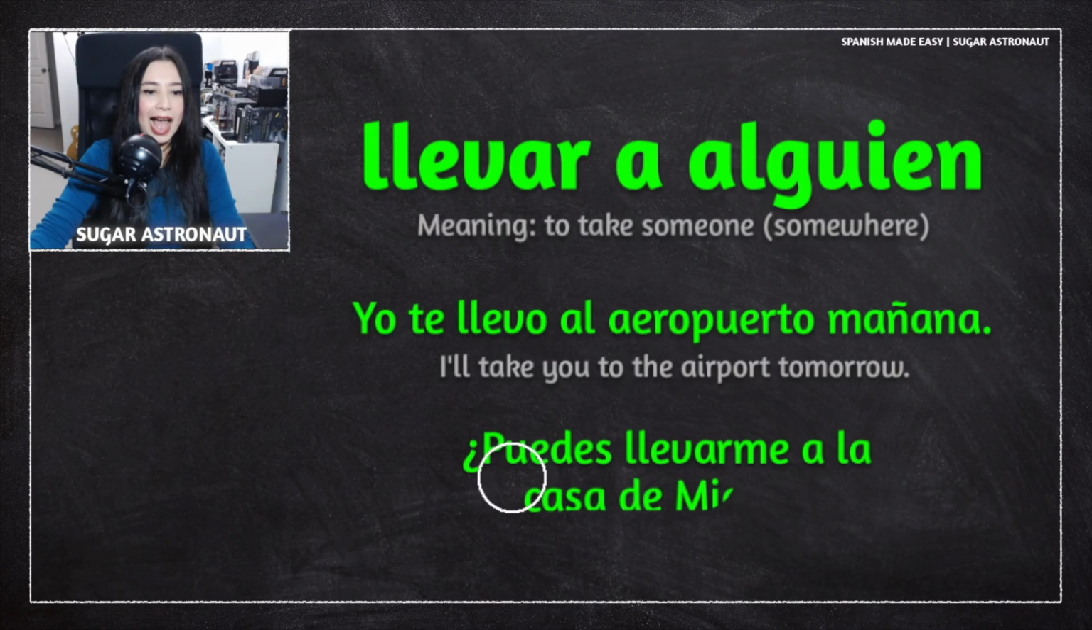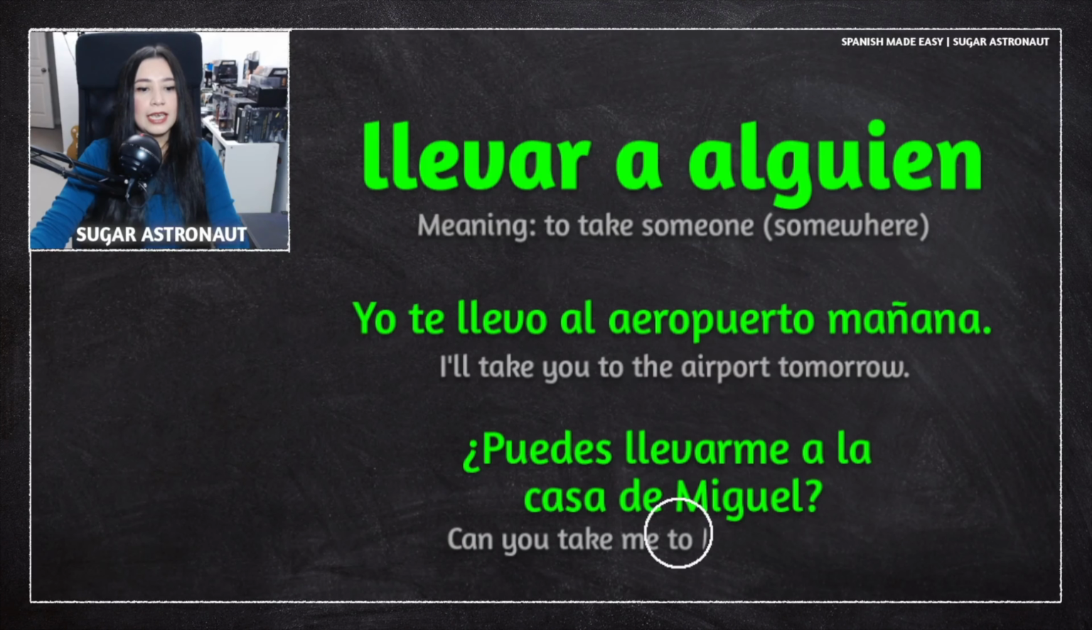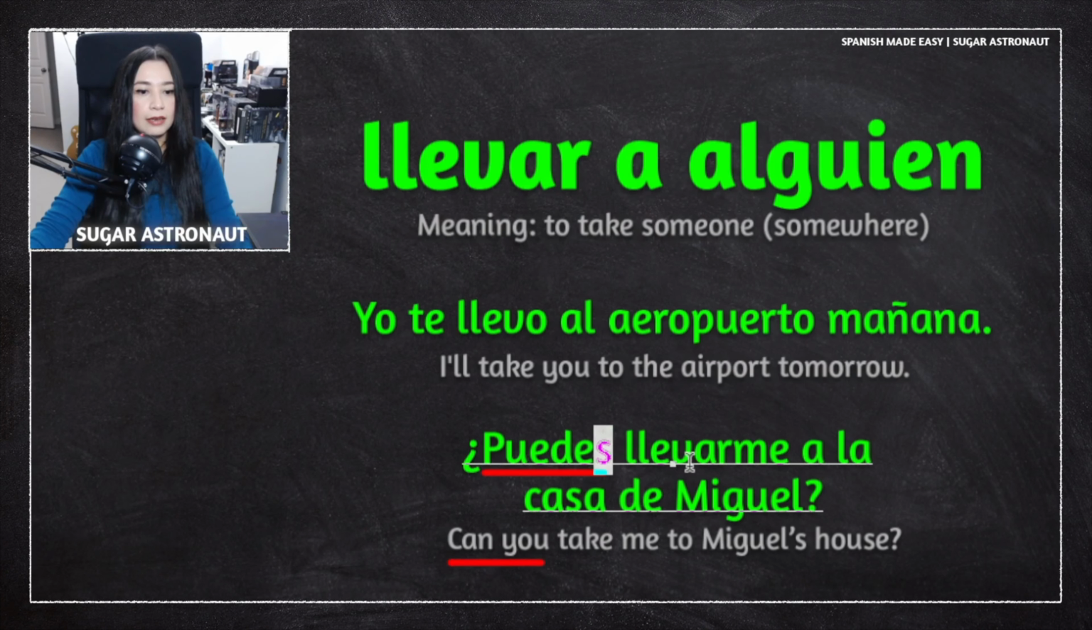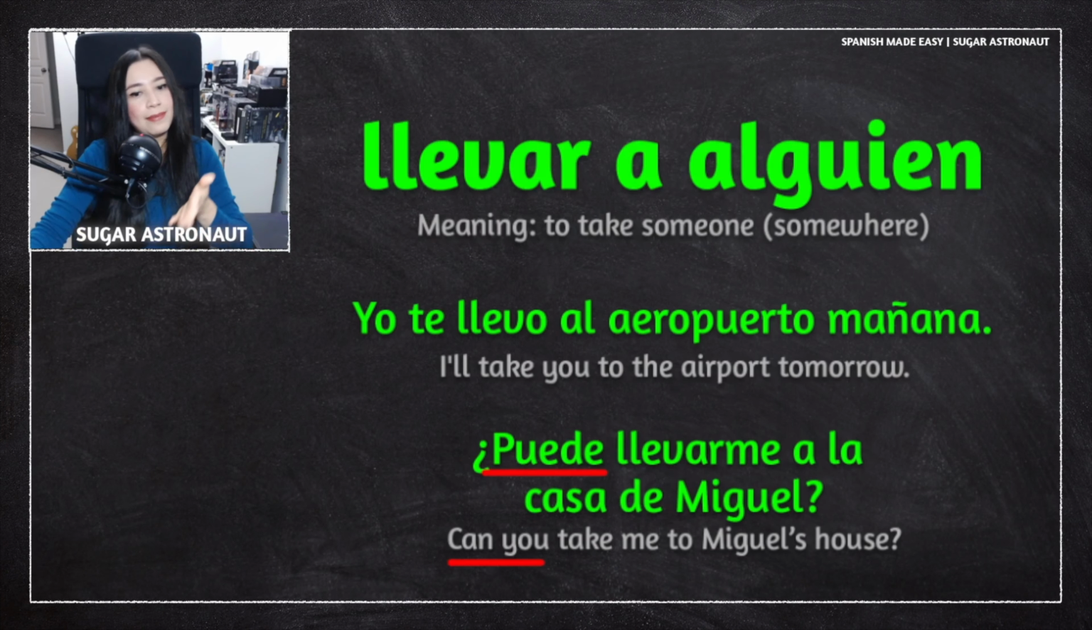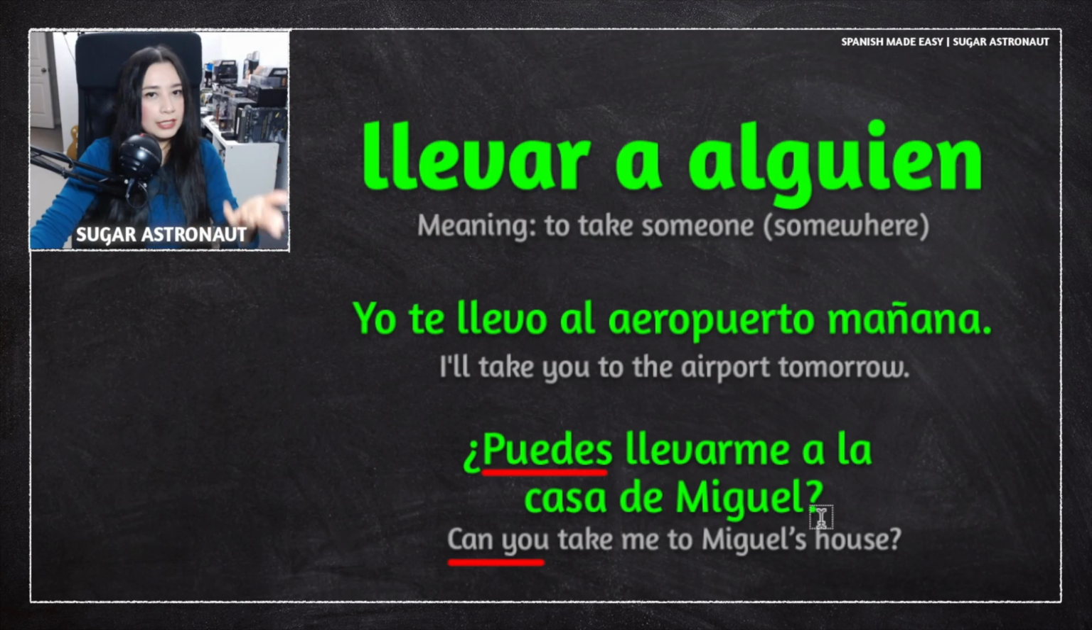So the last example, guys, is ¿Puedes llevarme a la casa de Miguel? So this is a question, and this means, can you take me to Miguel's house? Puedes is an informal way to say, can you? If you want to make it formal, it's a good idea to be formal with people you do not know too well. So you can say, puede llevarme a la casa de Miguel. Puede means can you, but it's formal and polite. This one, puedes, is informal and used among people you know well.